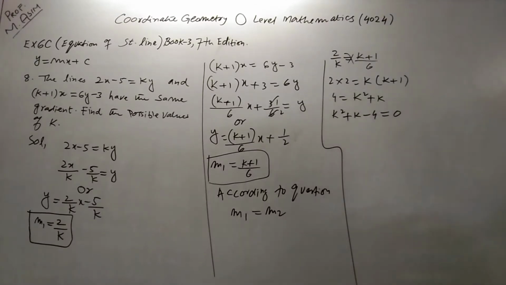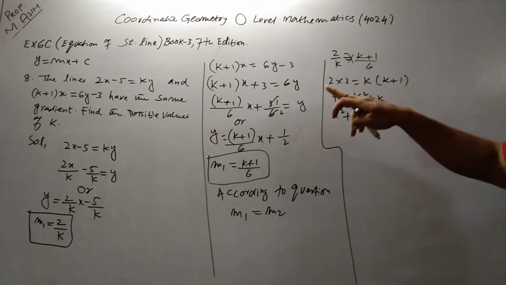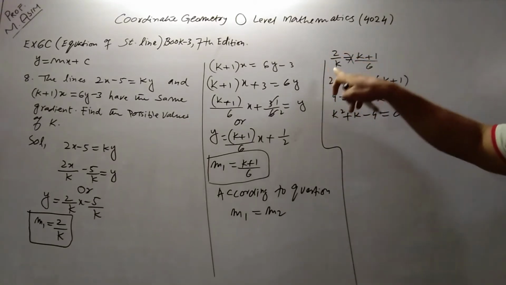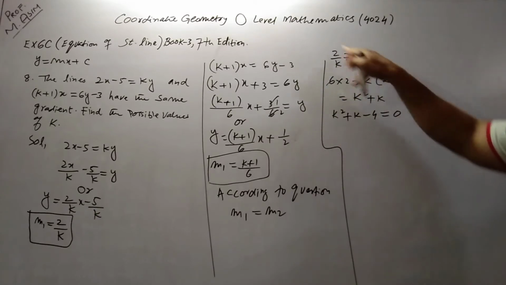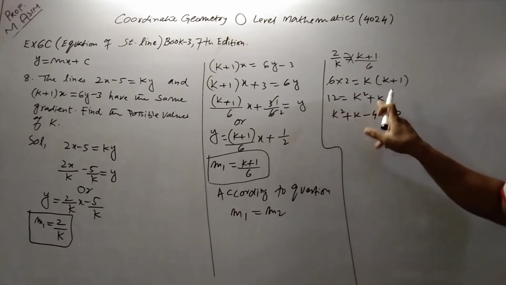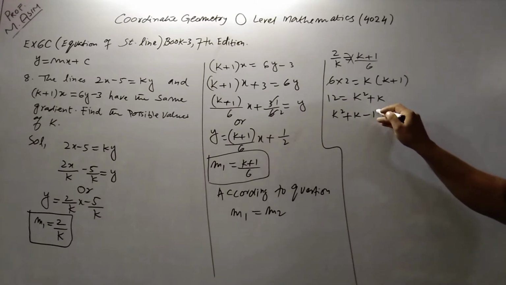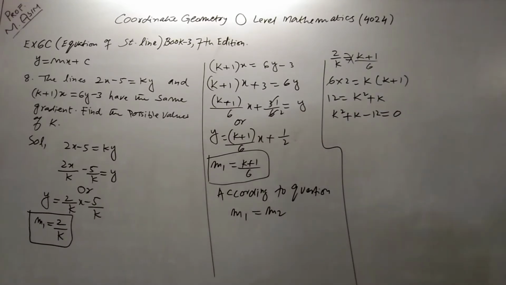Now wait, 6 multiplied by 2, I am sorry, 6 multiplied by 2 is 12 and minus 12. So this is the equation.